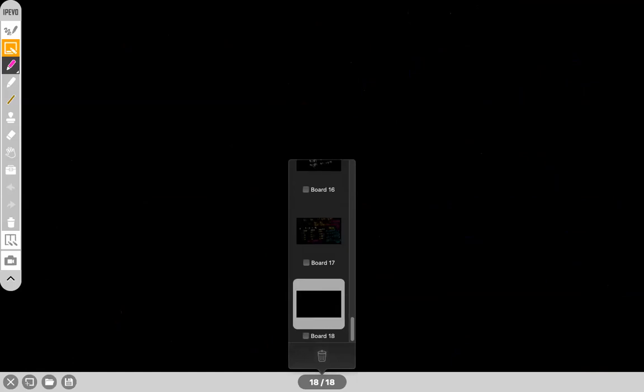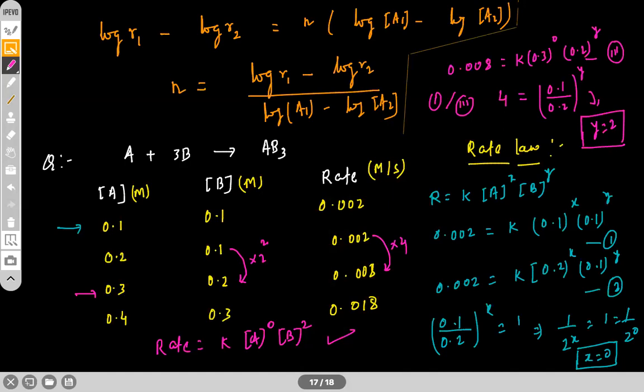If y is equal to 2, then the answer will not be equal to 4? Tell me what happened here. No, this is a method we are using, Pranav. You see this. When concentration becomes double, rate becomes 4 times. That is only possible when the power of concentration is 2. Then only a twofold increase in concentration will increase the rate by 4 times.